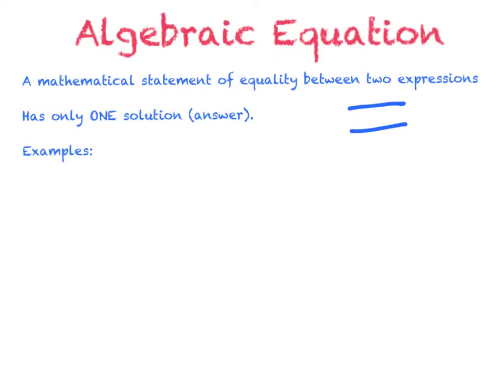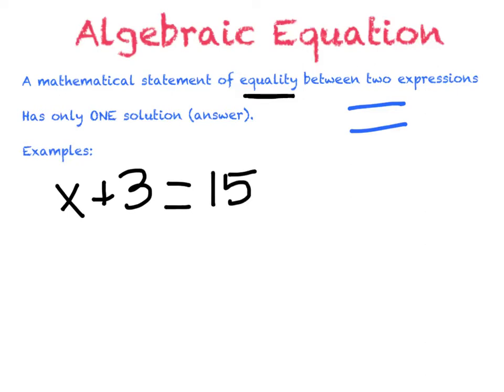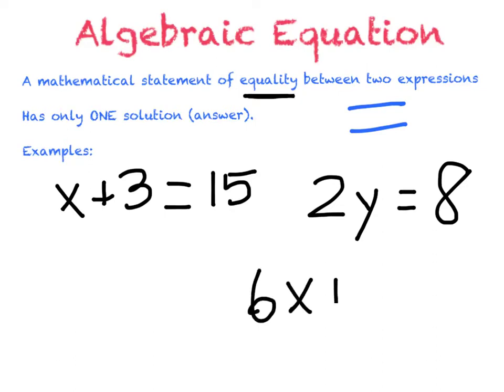So some examples of equations are going to be things like x plus 3, but then we need to show that idea of equality, so we'll say that that equals 15. Or we might say 2y equals 8. Or we might say 6x plus 2 equals 4x. Any combination of different expressions connected with an equal sign is going to result in an algebraic equation. And we're going to see over the next couple of slides why and how there's only one solution to each algebraic equation.